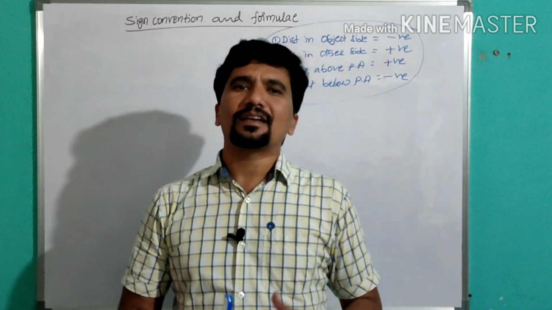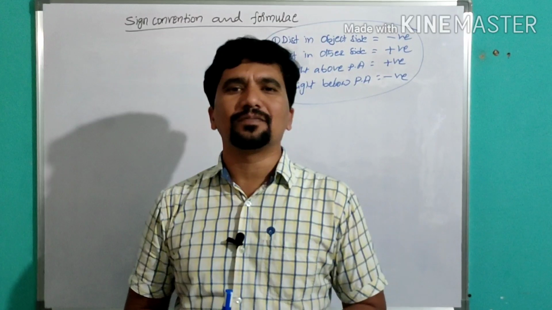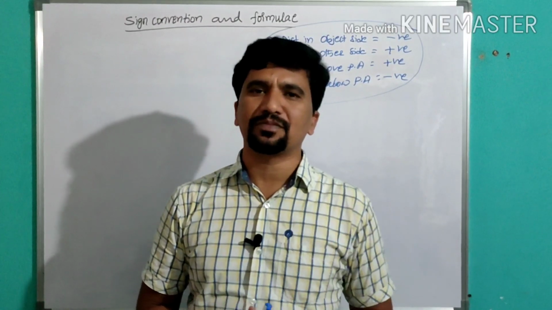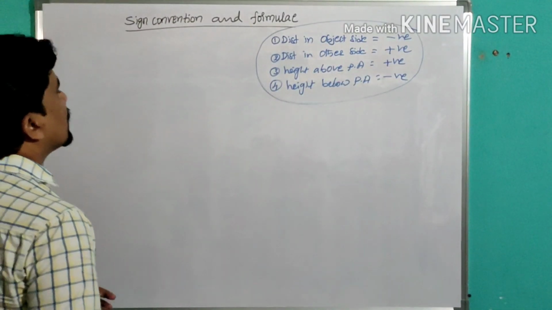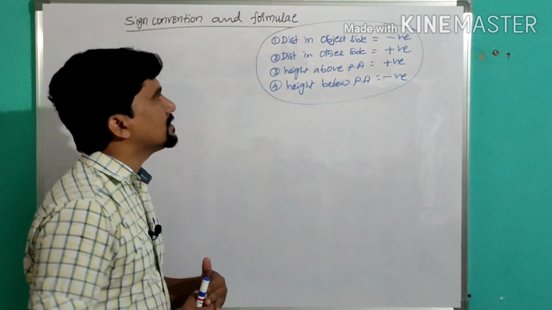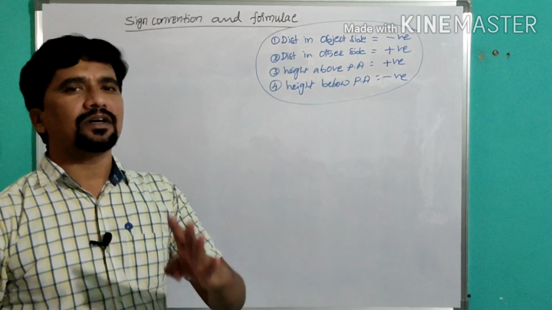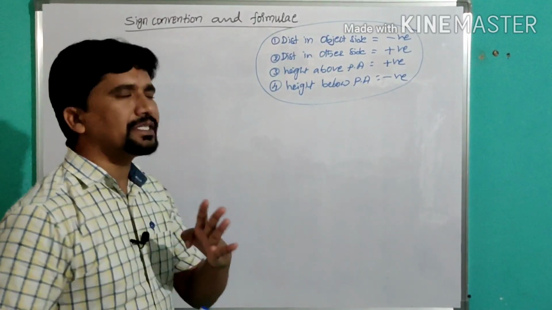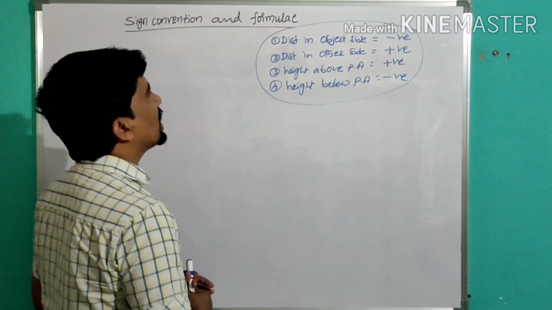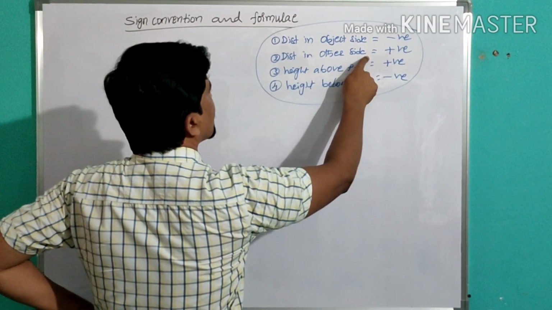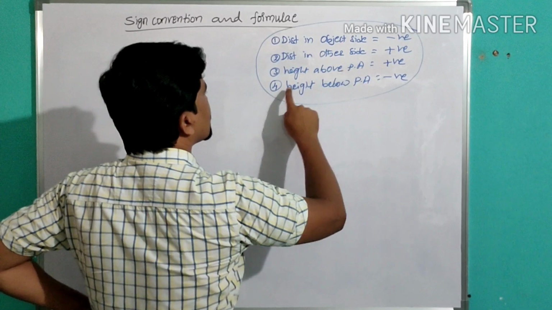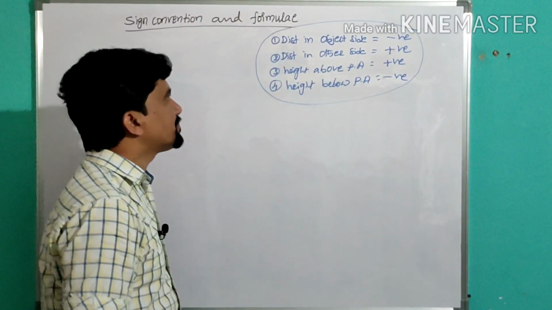Let us discuss the sign convention and formulae for concave mirror and convex mirrors, which means for spherical mirrors. Before writing the sign conventions, first we need to remember four main points: distance on the object side, distance on the other side, height above the principal axis, height below the principal axis.